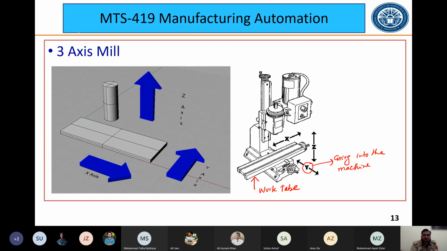And if we see the picture on the left, you would see that we have the y-axis which is going into the machine, then an x-axis which is moving this work table, and then the z-axis in which either the table would move, or maybe the tool can move. For a drill or a mill machine, the tool can move up and down, which is the z-axis, and the table can go into the machine like the y-axis, or it can move in the x-axis direction. So this is how a 3-axis mill would look.